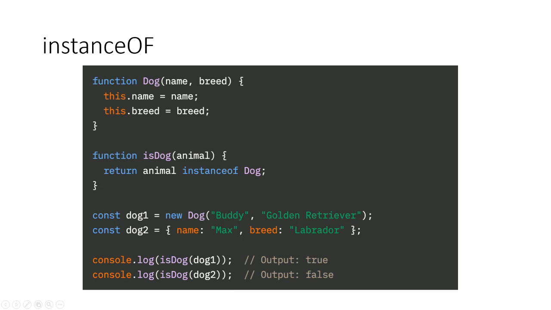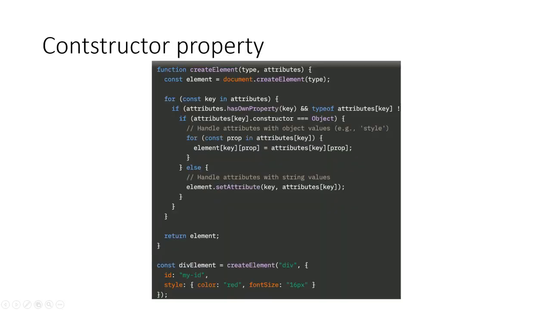And again, it's going to return if dog1 is an instance of Dog, it is, so it'll return true. Is dog2 an instance of Dog? It's not, so it'll return false. So we've learned about these two in previous videos, but there is a way to use this constructor property in checking types as well.